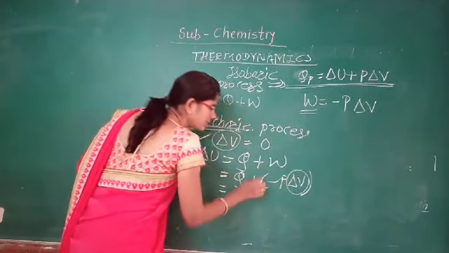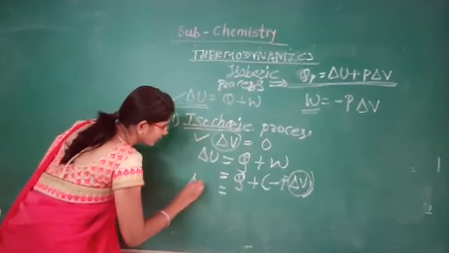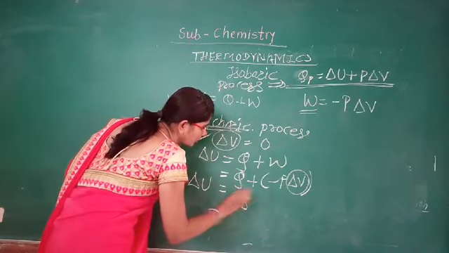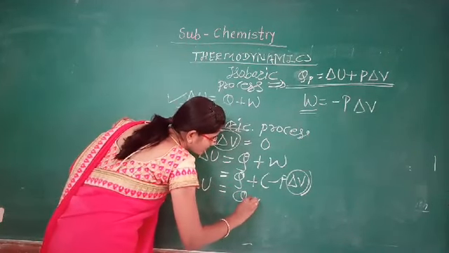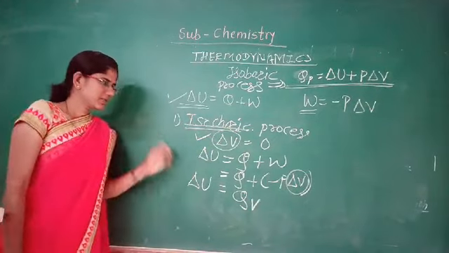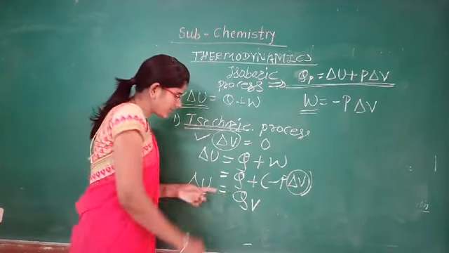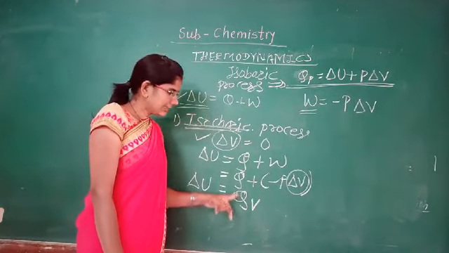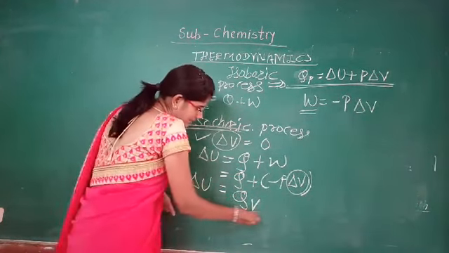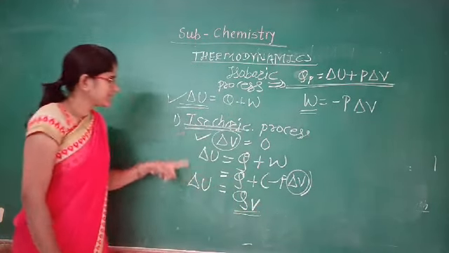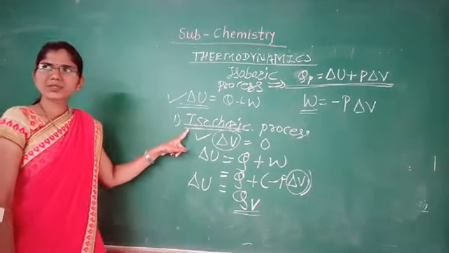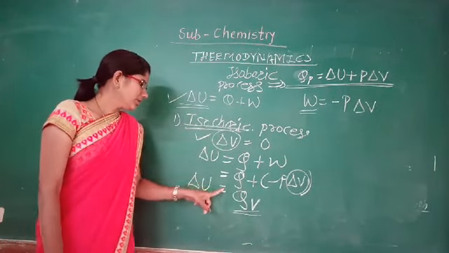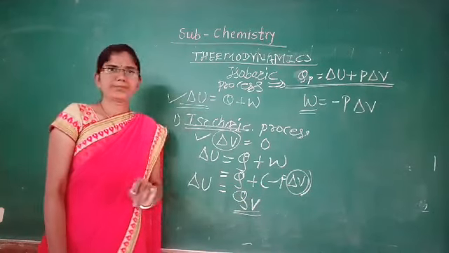So these terms become 0, and therefore the change in internal energy is equal to Q at constant V. That is, delta U is equal to the heat content of the system at constant V. Means for the isochoric process the first law is written as delta U equal to QV.